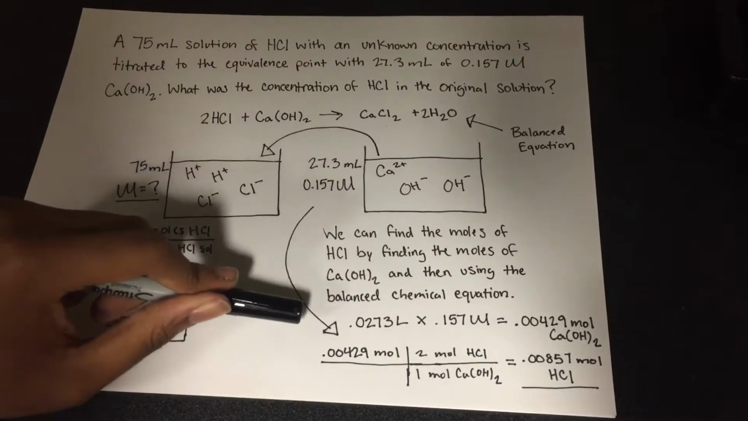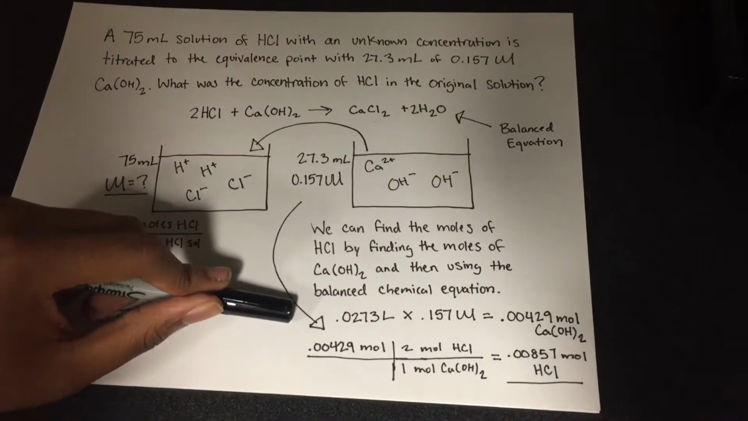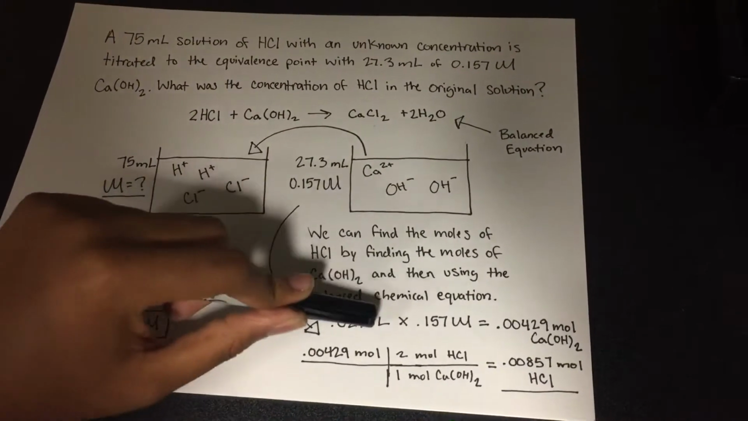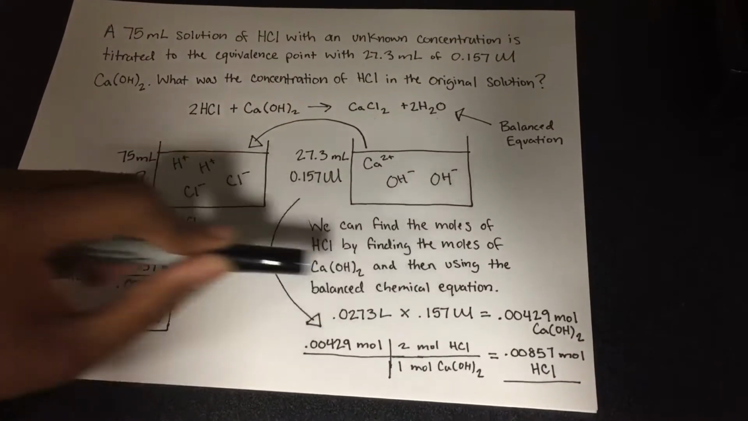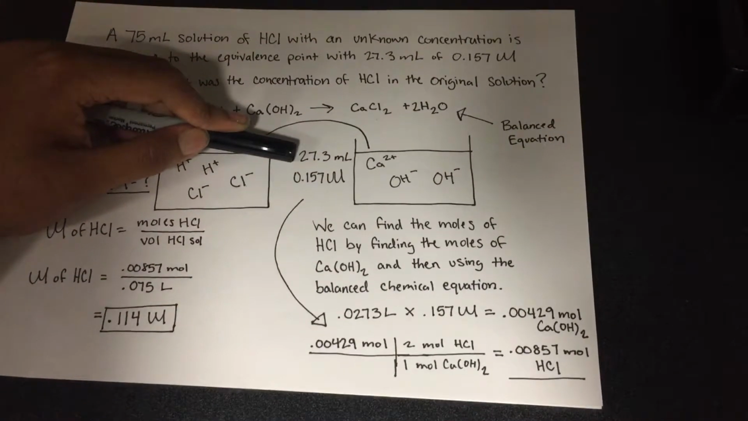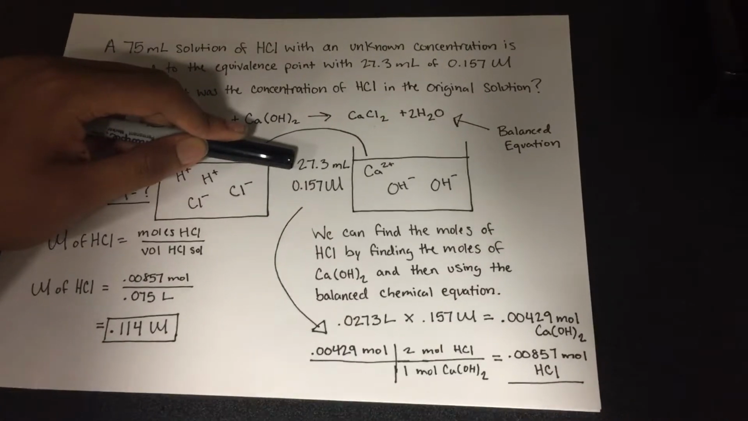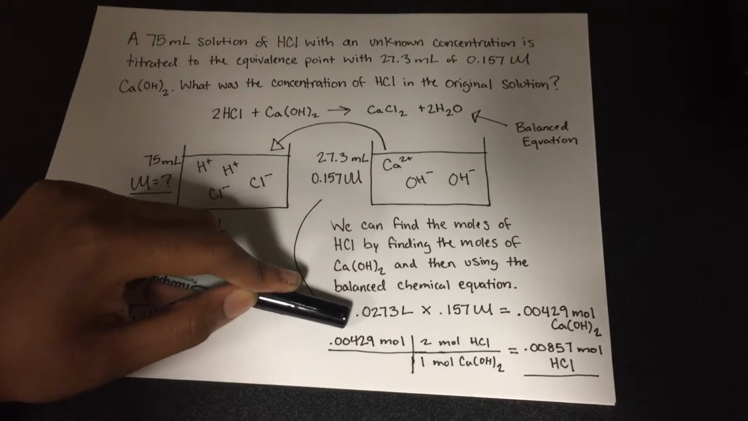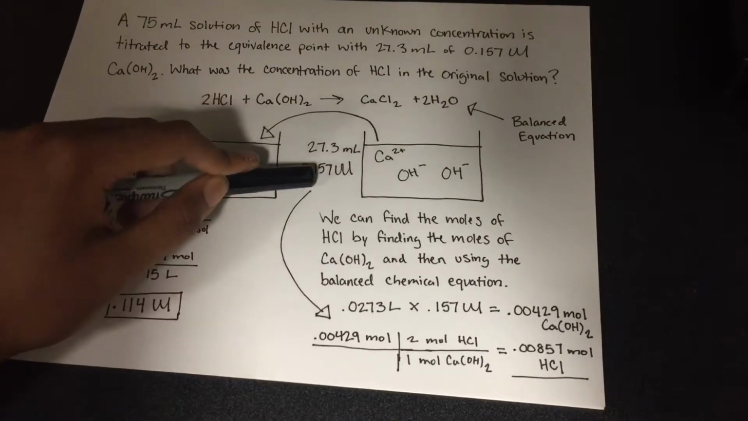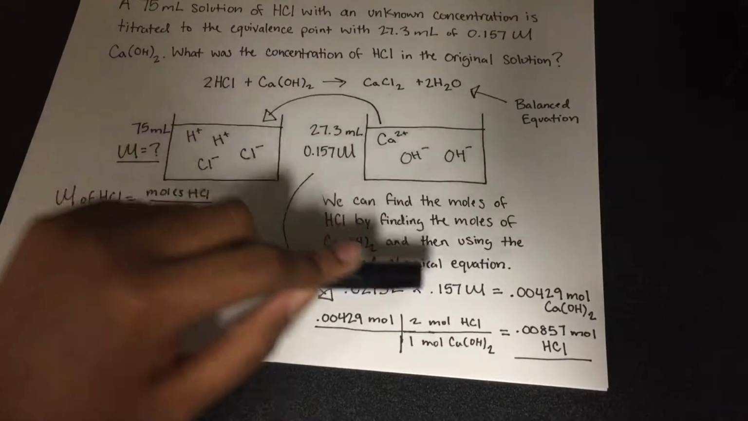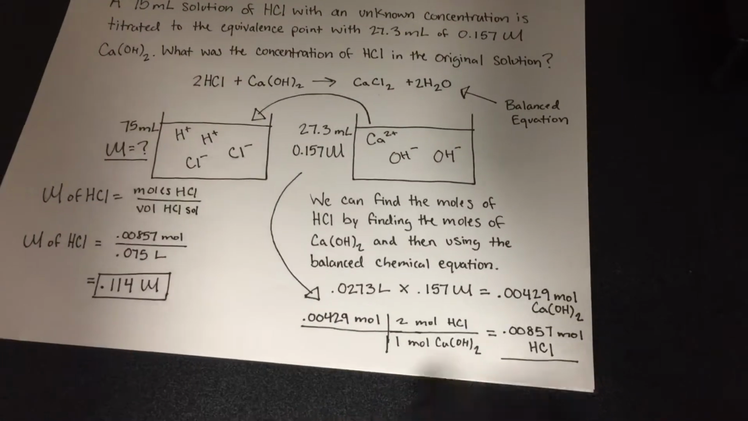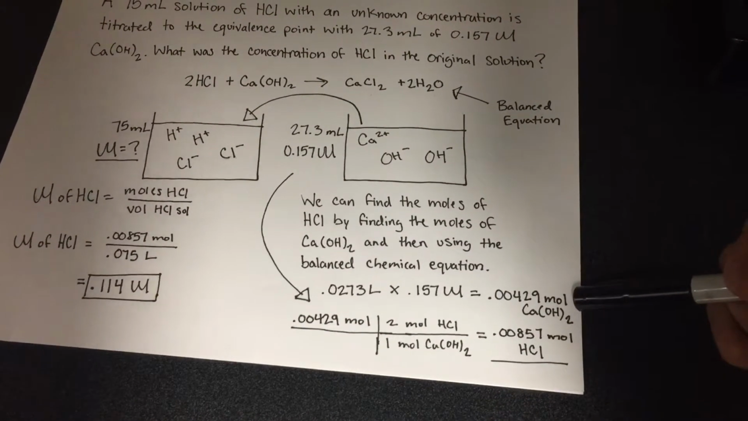To find the moles of calcium hydroxide, it's volume times the concentration, so we take the 27.3 milliliters and convert that to liters, which gives us 0.0273 liters, times our concentration, which is 0.157, and this gives us 0.00429 moles of calcium hydroxide.